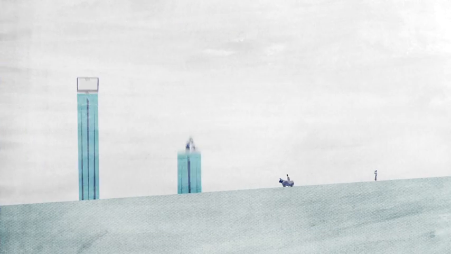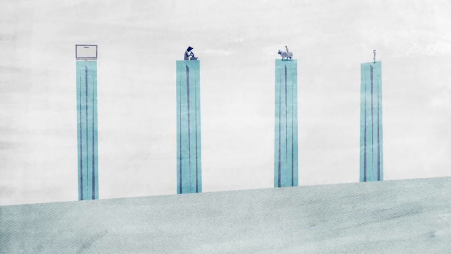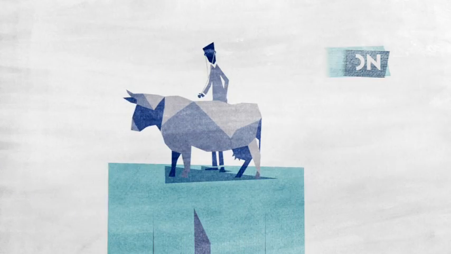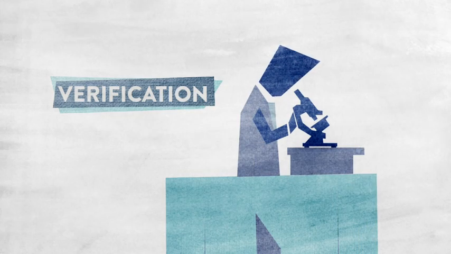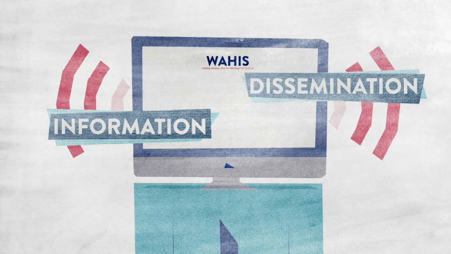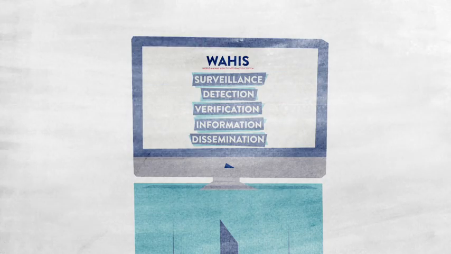The system is built on several pillars: permanent surveillance on the ground, early detection of animal diseases, highly reliable information through scientific verification, and a fast and efficient system for information dissemination via the internet. Let's take a look at how WAHIS works.